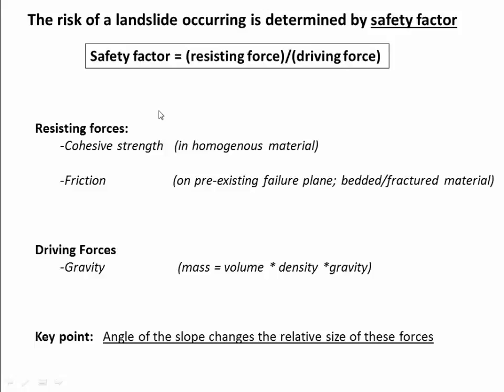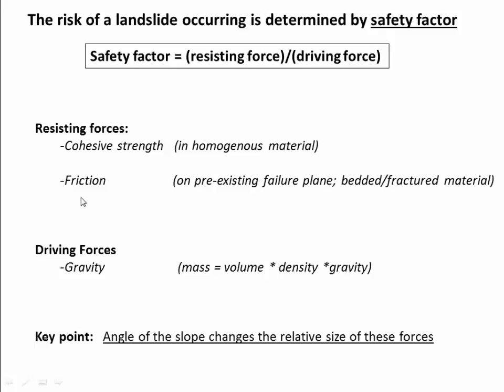So we can really think of two resisting forces and one driving force. Now, the driving force is always gravity. Gravity is the single driving force. It pulls material downward, and it's responsible, for example, for the mass of material, right? A landslide block has mass, which is proportional to basically its volume times its density times the gravitational acceleration. So it's always gravity that's pulling things down and promoting landslides.